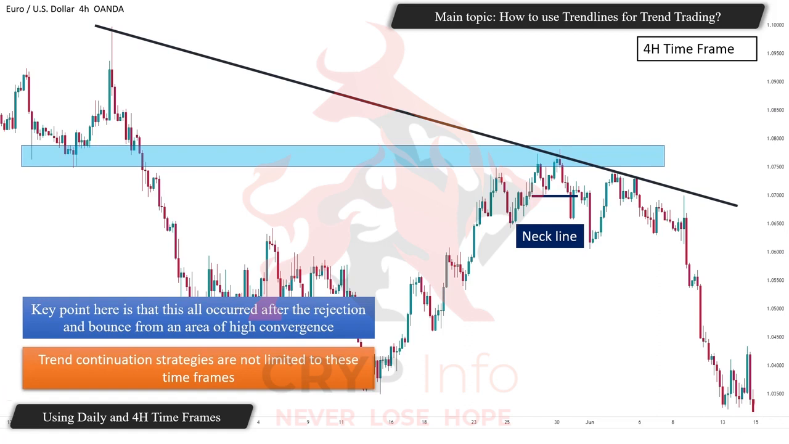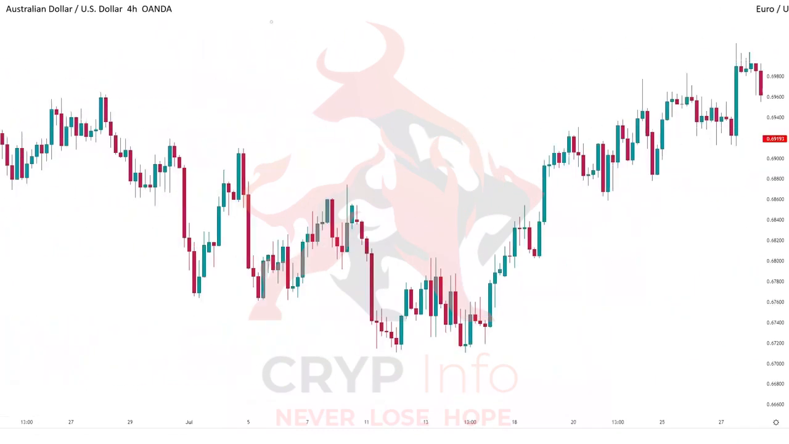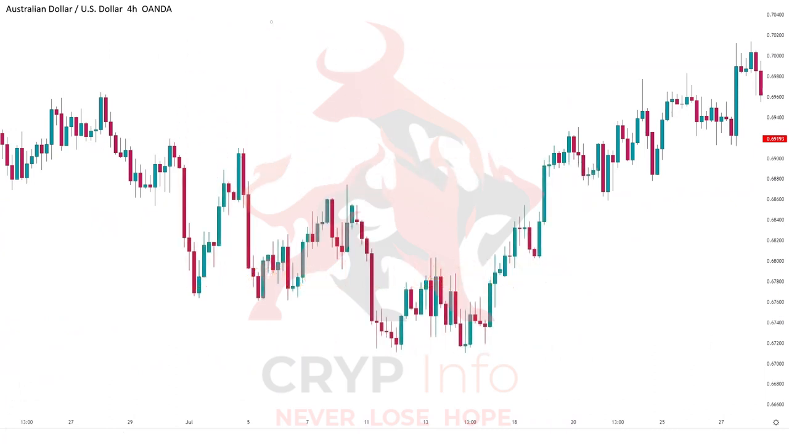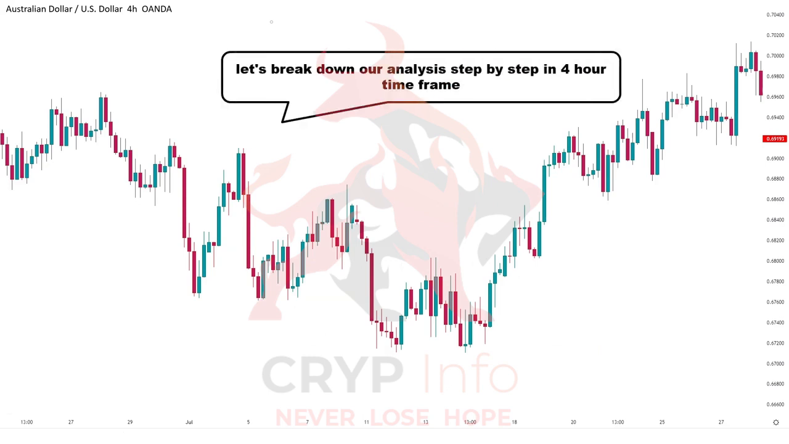So now that you understand how to use trend lines for trend continuation trading, let's move on to the second way to use trend lines, which is reversal trading. So in this part, we are going to explain the reversal trading strategy with trend lines. Here, let's break down our analysis step by step in the 4-hour time frame. Now, this is a clear moving downtrend.